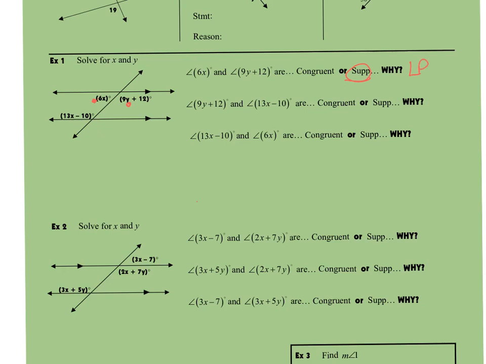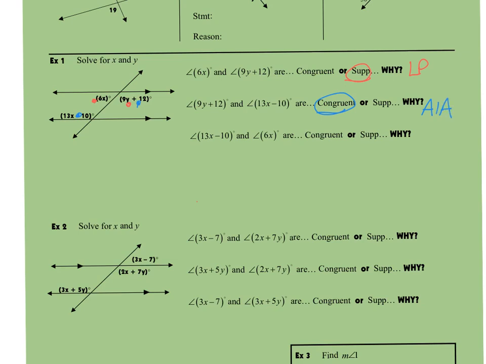If we next look at 9y plus 12, which is right here, and 13x minus 10 right there, and if we ask, are those congruent or supplementary, we're going to say that those are congruent, and our reason behind that is that they are alternate interior angles.